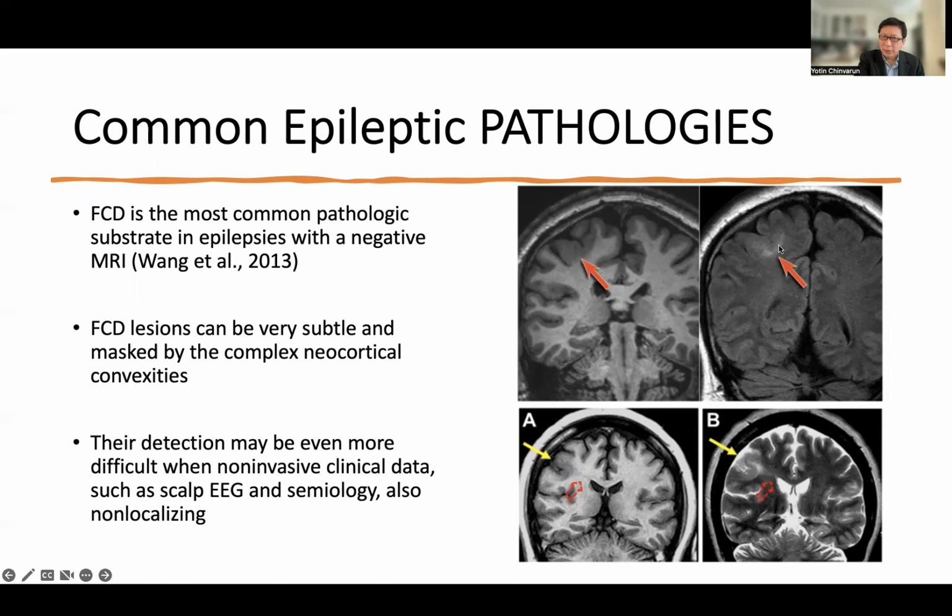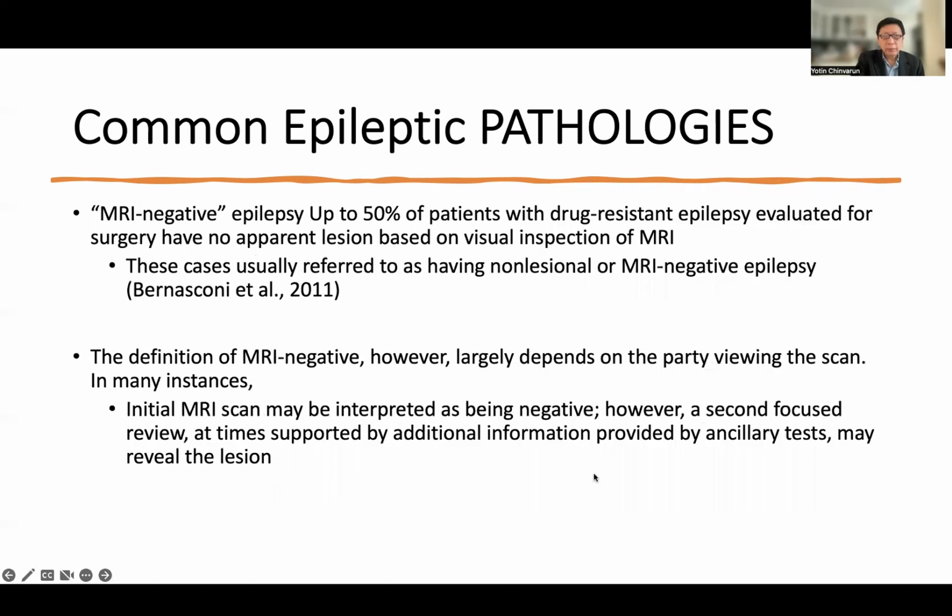you might see a slightly increased signal, and you might see the tangential side on a good quality MRI scan. The MRI can be negative in up to 50% of cases of drug-resistant epilepsy evaluated for surgery. So additional MRI scans depend on the pathway of reviewing the scan. In many instances, the initial MRI scan could be interpreted as negative.